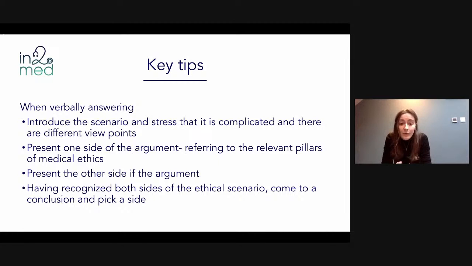So having thought about the different sides of the arguments, I would then want to come to a conclusion, and I would want to be able to have an evidenced answer and an evidenced opinion.